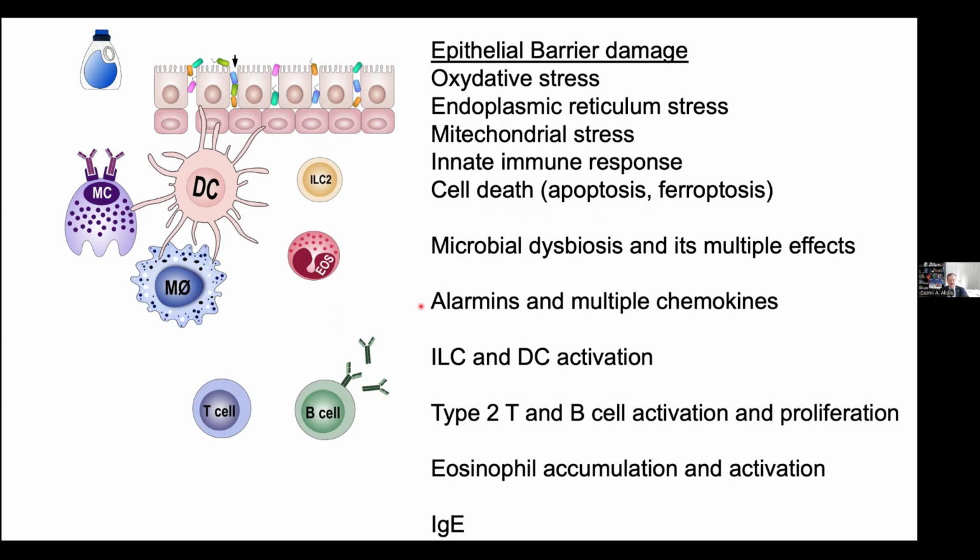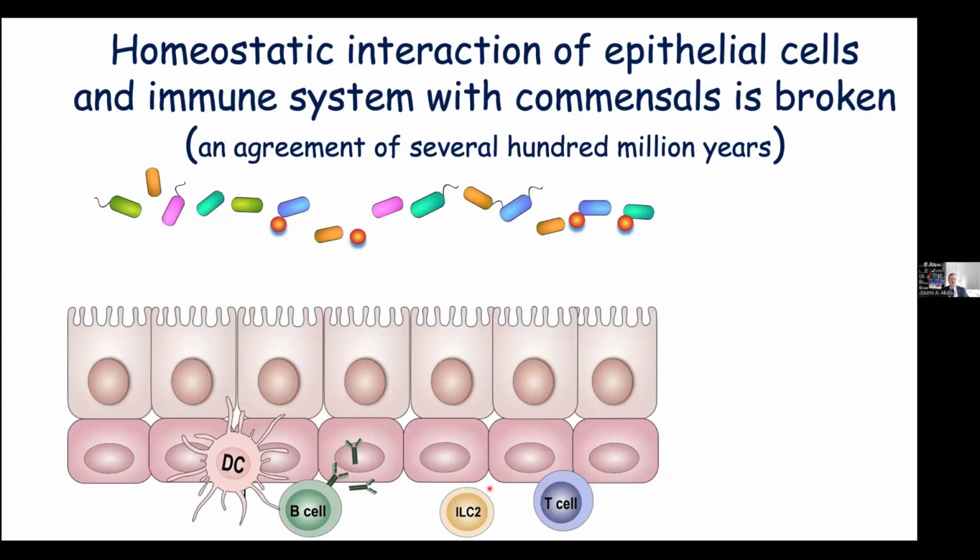Just consider that there are some anti-alarmin treatments. Anti-TSLP is in the market nowadays, and anti-IL-33 is being worked. Anti-IL-1 is used for several rheumatoid diseases. There is innate lymphoid cell and dendritic cell activation, and type 2 T and B cell activation and proliferation, eosinophil accumulation and activation, and IgE production happening in these exposures.